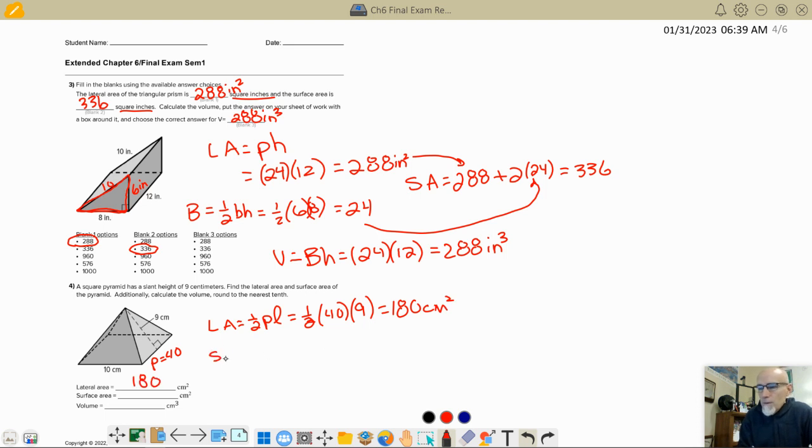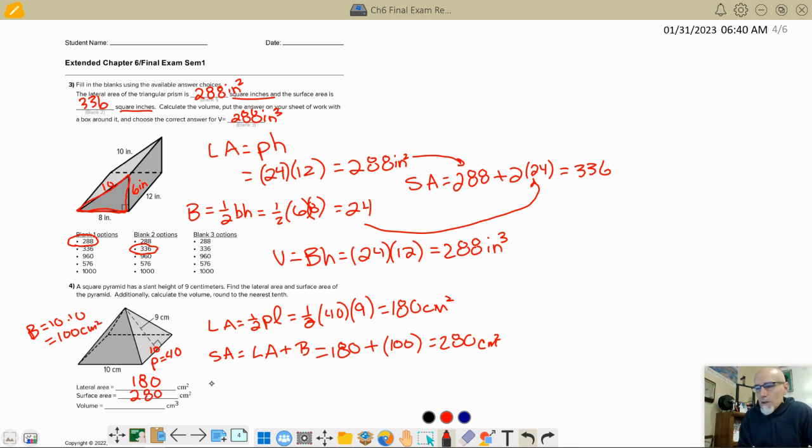Surface area is the lateral area plus one base, because there's only one base in this object. So I'm going to go 180 plus 10 times 10, because it's a square. 10 times 10 would give me 100. So I get 280 square centimeters. Let me put a little note over here. The base is equal to 10 times 10, which is 100 square centimeters.